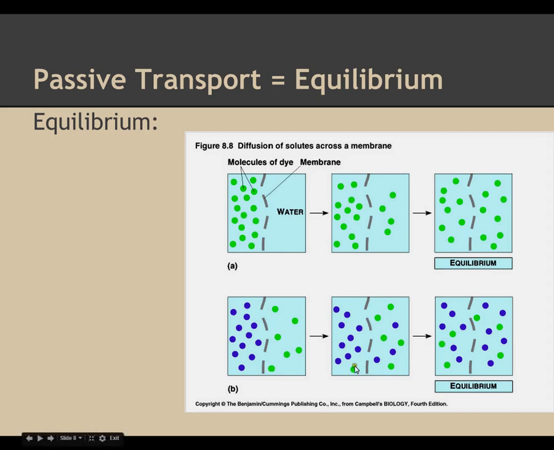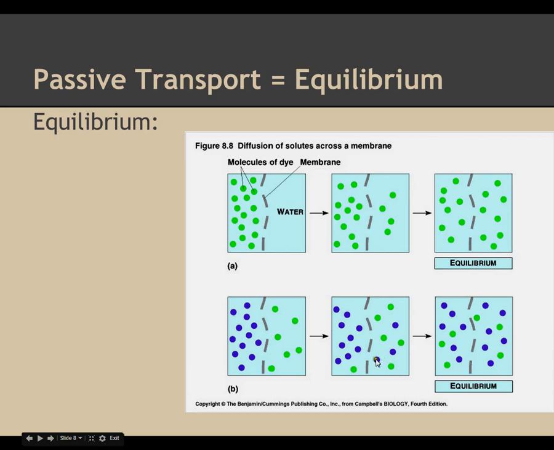In this case, diffusion goes both ways. So if you have some green dye particles over here and some blue ones over here, you're going to get the green ones colliding with each other and slowly moving to this side. You're going to get blue ones colliding with each other and moving to this side. But if you notice, you have a high concentration of blue molecules and a lower concentration of green. The blue is probably going to cross the membrane at a faster rate.